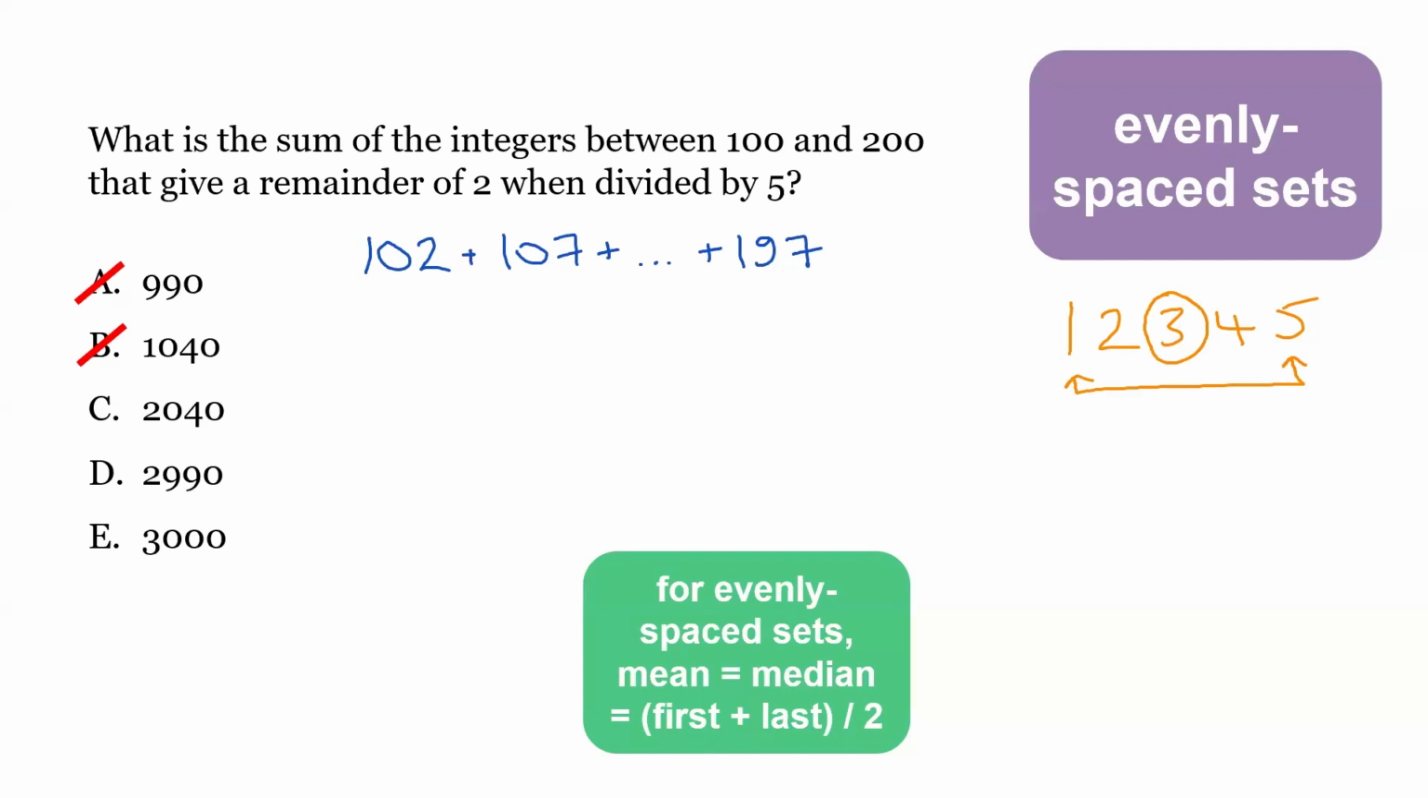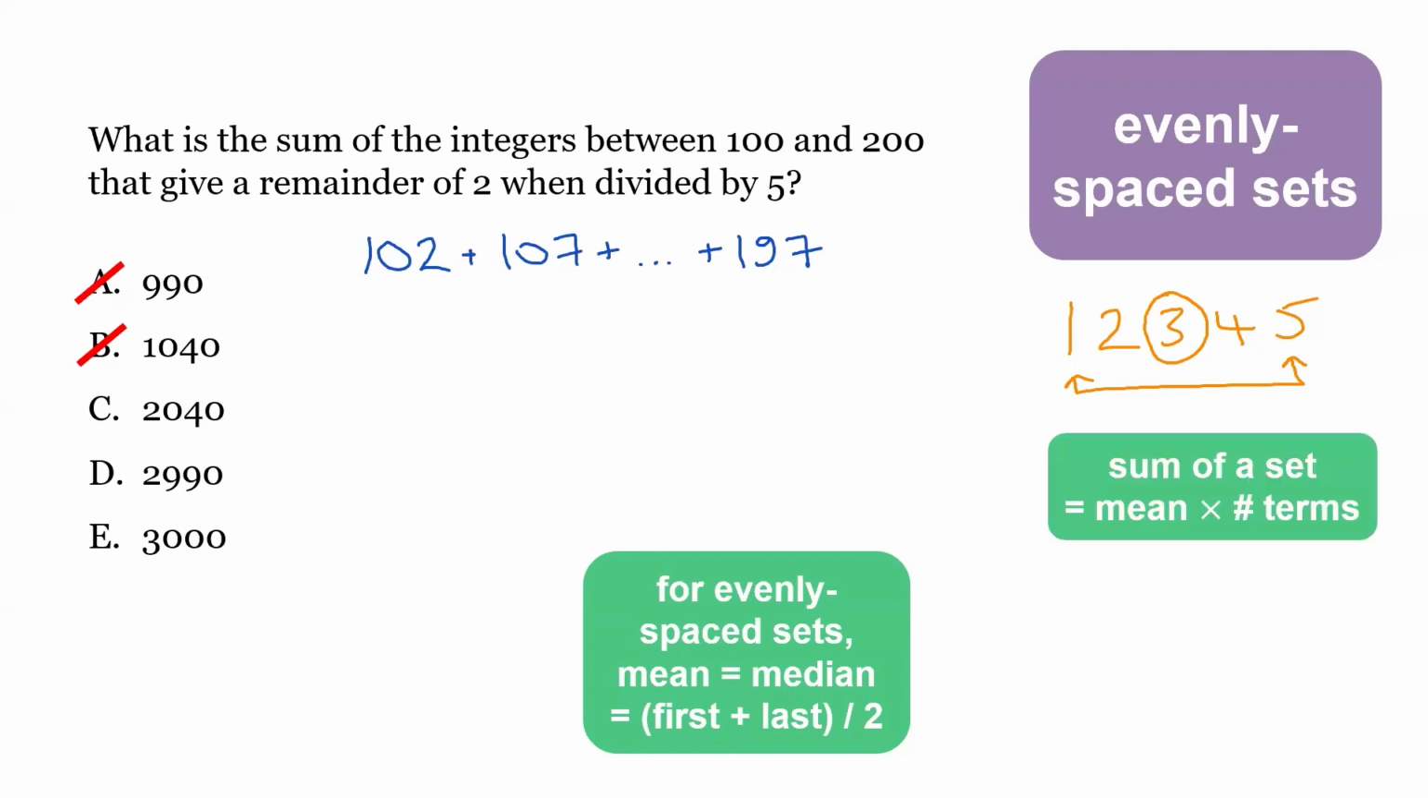This is going to help me find the sum of the set, because mean equals sum divided by the number of terms, so that the sum of a set is mean multiplied by the number of terms. If I know the mean and I know the number of terms, then I can calculate the sum.